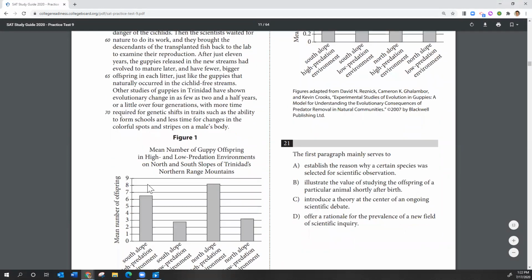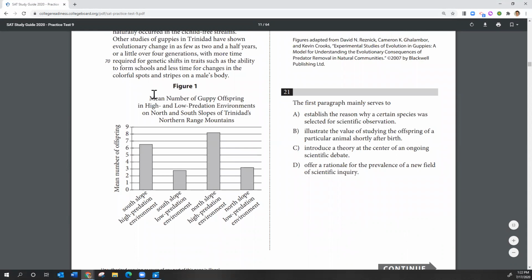So in figure 1, we have the mean number of offspring compared to both the high and the low predation environments in the north and the south. So we've got kind of two variations here: south with high, south with low. So south high, south low, and then north high and north low. So we're trying to figure out what do we see here.